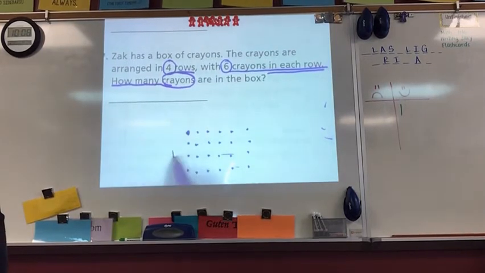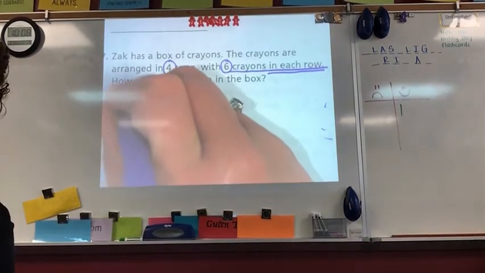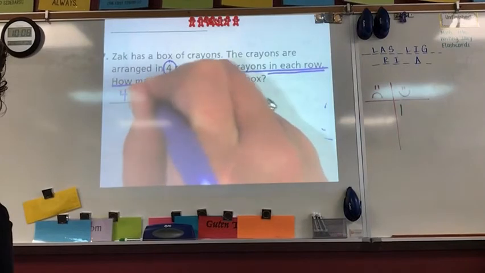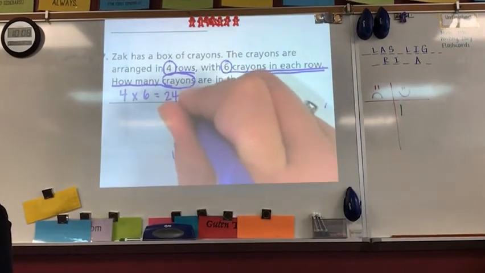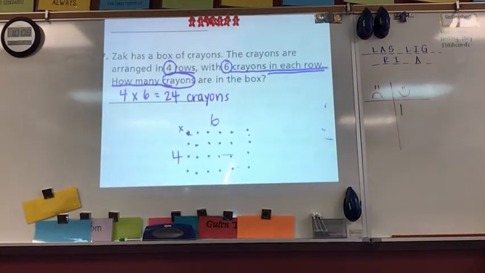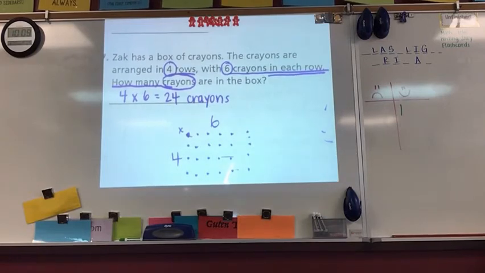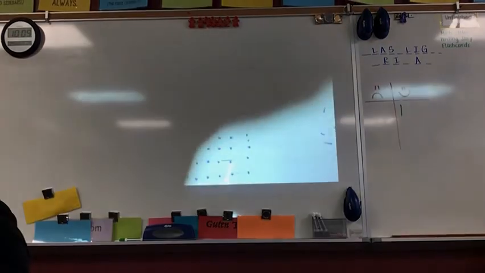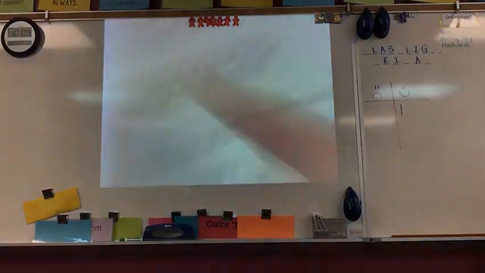This is a 4 by 6. So my equation is 4 times 6 equals, and you should have found your product, is 24 crayons. 24 crayons. How are we doing on time here? Let's see, we can go a little bit longer. So I'm going to turn my page.